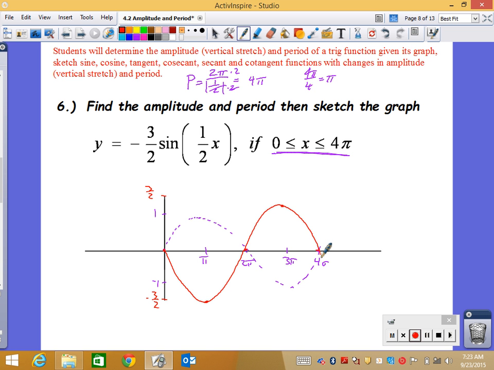Notice what happened. Whenever I was positive before, when I multiplied by -3/2, it gets pushed down to the bottom. It flips it over the x-axis. So whenever we have a negative sign out front, the only thing that happens is it flips it over the x-axis. It reflects it over the x-axis.